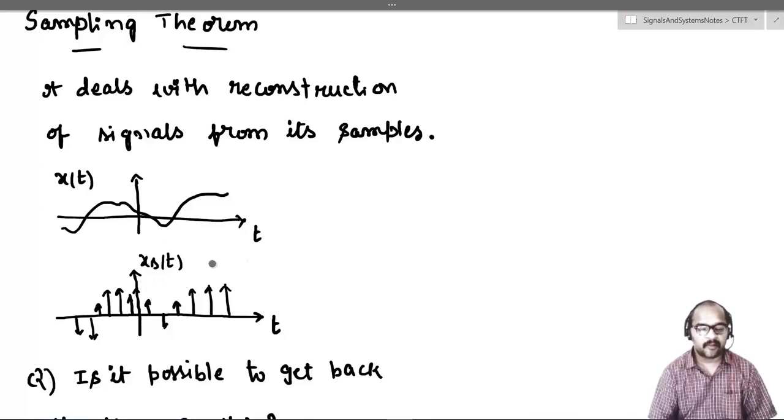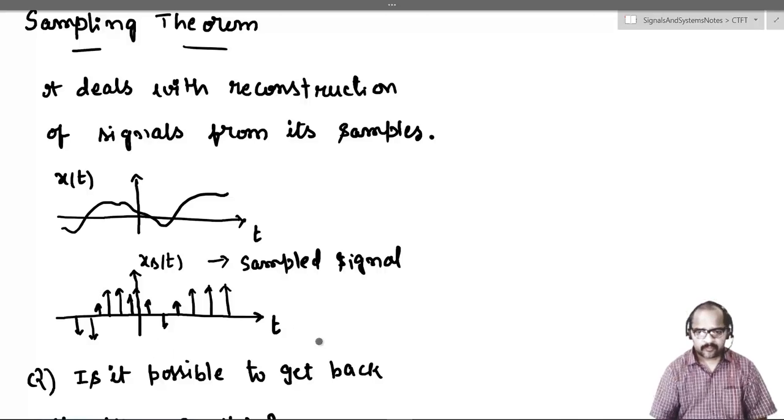This we call the sampled signal, and this is our original signal x of t. So sampling theorem deals with getting back our signal x of t from xs of t. If you join the peak values of the Dirac delta functions, you get back the signal x of t. You can see a replica of your original signal.